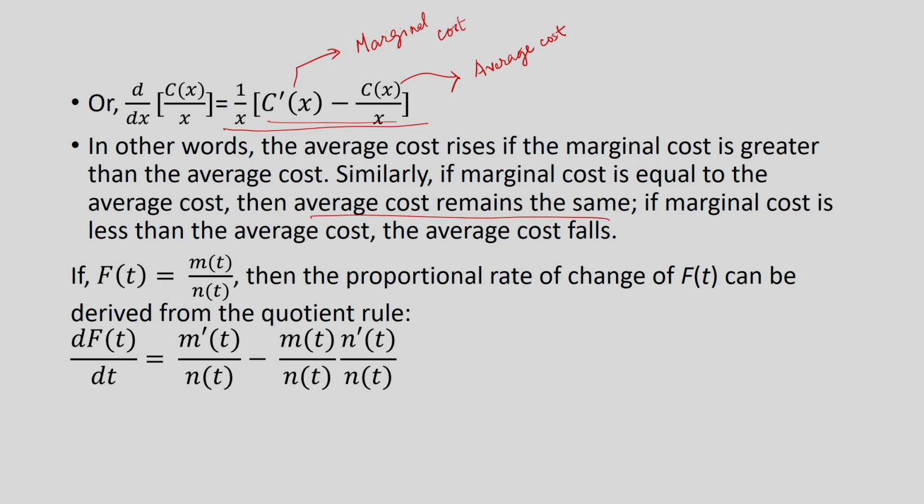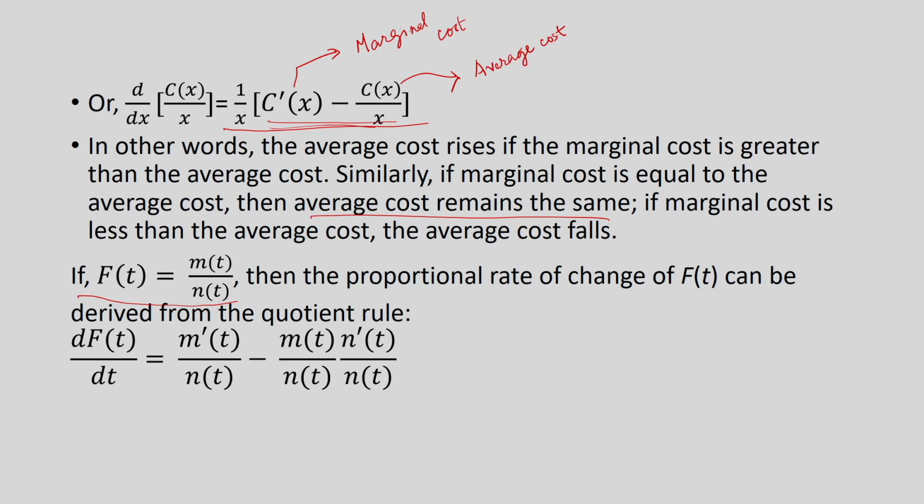And finally, if marginal cost is less than the average cost, then from the right hand side you are getting a negative expression. In that case, the left hand side is also negative. That means that the average cost is declining as the output level is rising. Okay. We will see that these things are quite important if one talks about what is called the theory of the firm. Okay, now we can also talk about proportional change. Here, suppose you have a function F(t) which is equal to m(t) divided by n(t).